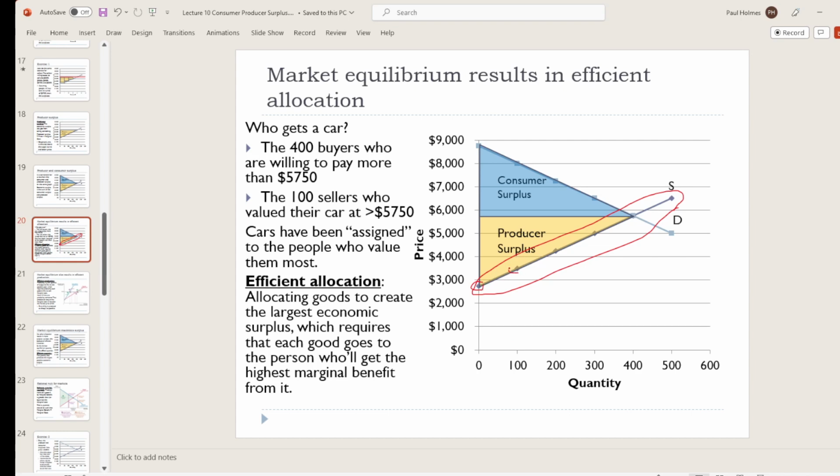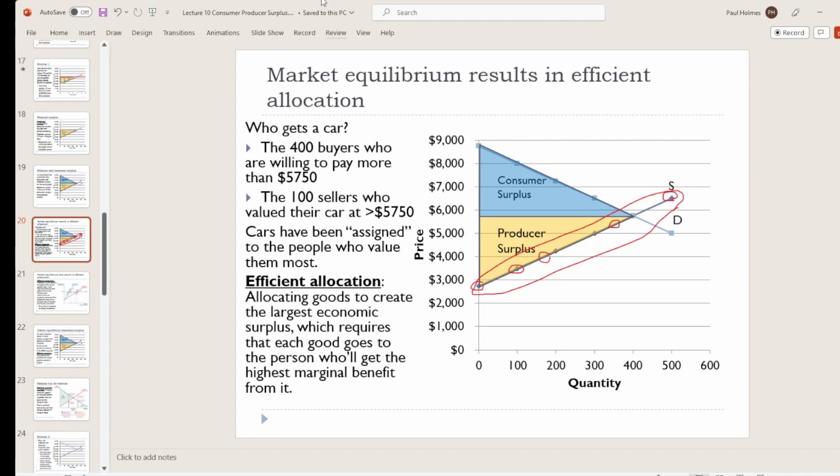And I've got another person here who thought that having a car was worth $3,500 to them. We've got someone here who thought having a car was worth $4,000 to them. Someone here who thought having a car was worth $5,500 to them, and so on, all the way up to this person here who valued having a car at $6,500. Okay, so that's all well and good.